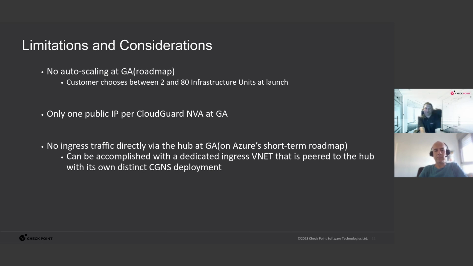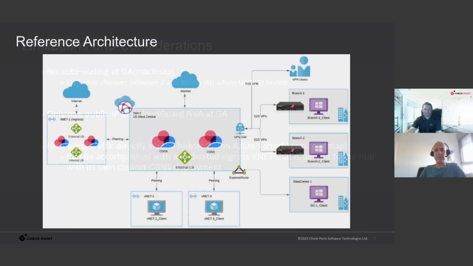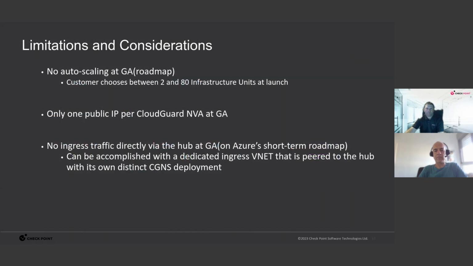You can do it with a dedicated deployment. If we reverse course and go back to the reference architecture, you would see that you can deploy that. Actually, I'll just show that real fast. On the left-hand side there, you can deploy a dedicated ingress VNet, but in order to handle that ingress traffic, you would need to deploy another set of CloudGuard gateways. In a VMSS configuration is the best practice there. All right.